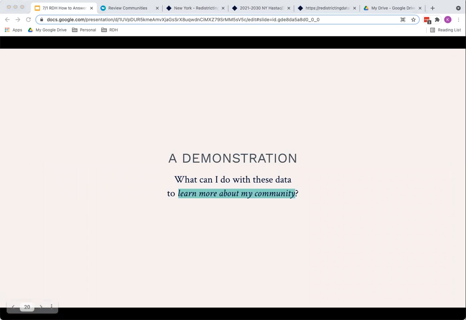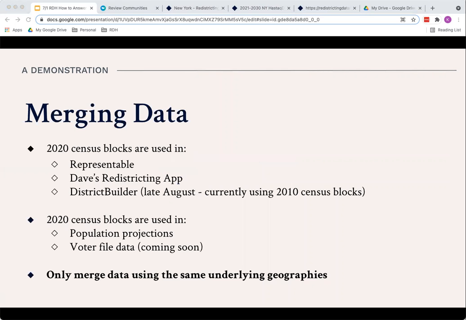So now we get to the demonstration part, so we can see what I can do with this data to answer questions about my community. So we're going to, as I said, work with data that is available on our website. In this particular demonstration, we're going to work with the population projections. The reason why we're doing that is because the population projections are based on 2020 census blocks.